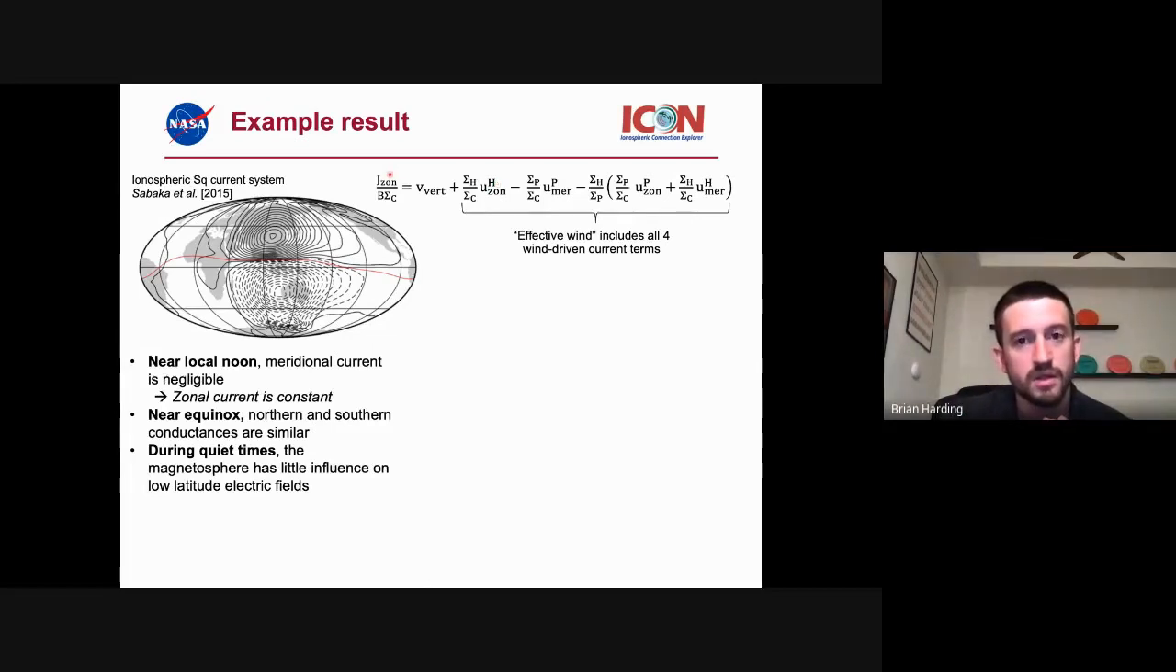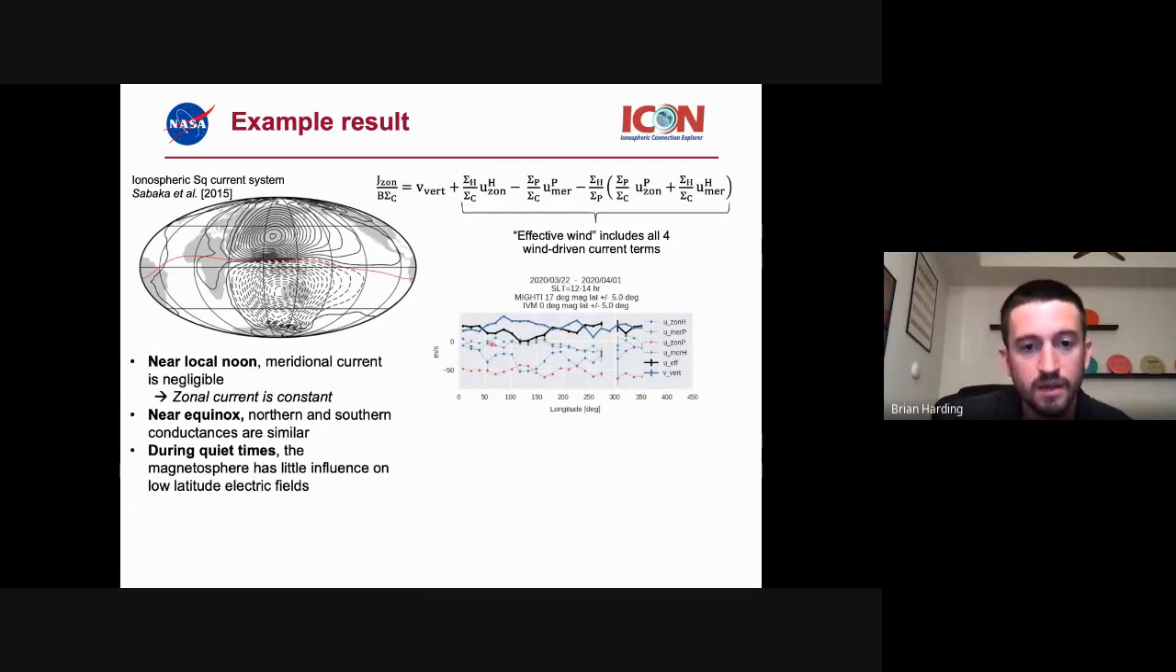So under this assumption that the zonal current is constant, you should see an anti-correlation between the plasma drifts and the winds. And that's exactly what we see. Each of these small dotted lines is one of the wind components, the Hall-weighted zonal wind, Pedersen-weighted meridional wind, etc. The black line is the combination of those components as shown here. And the blue line is a completely different measurement. That's from the IVM. That's the electric field, the vertical plasma drift.